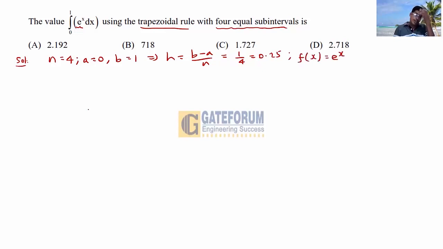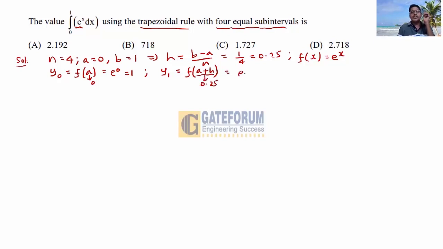Start for finding the ordinates y values. So y naught is equal to function value at a. A is nothing but 0. F of 0, e power 0, that is 1. Y1 is equal to function value, that is f of a plus h. A plus h value becomes 0.25. So this is e to the power 0.25. Calculate exponential, 1.284 approximately.